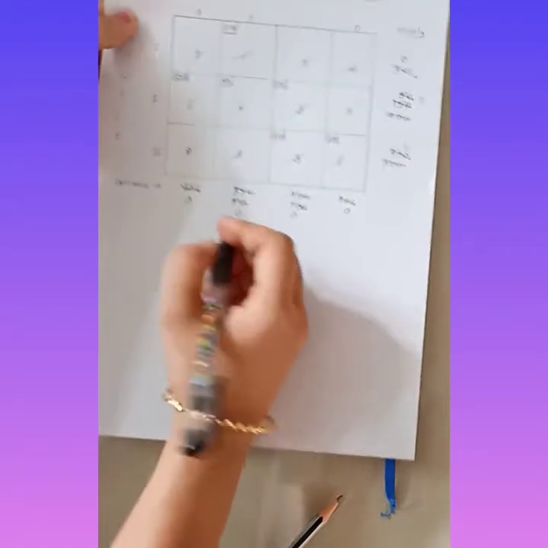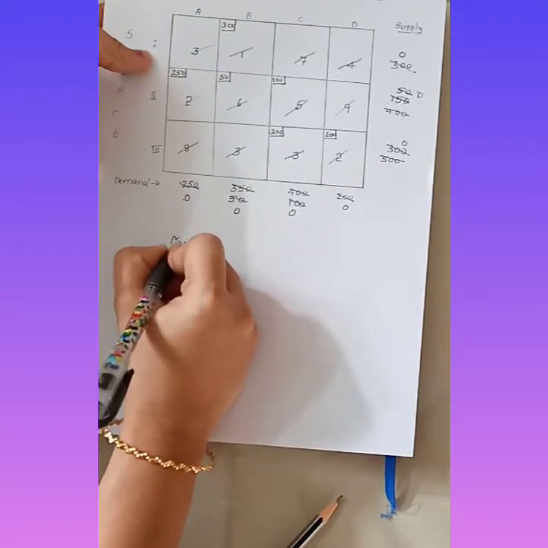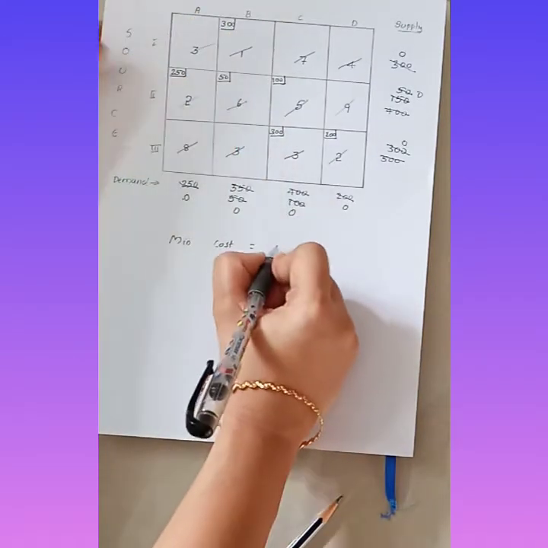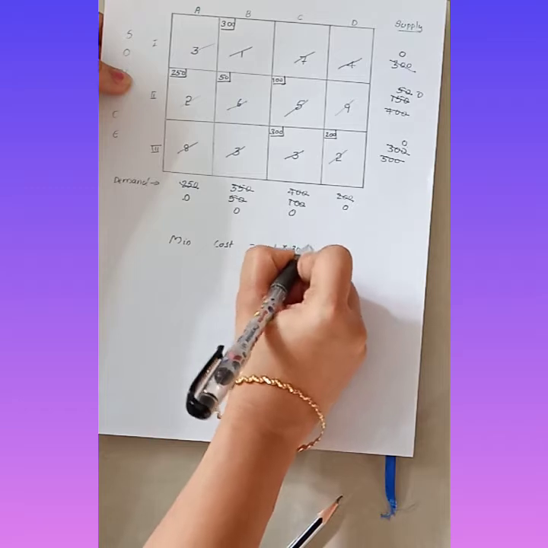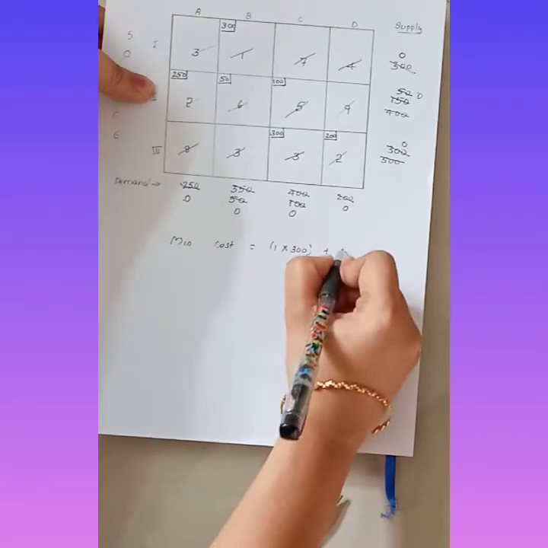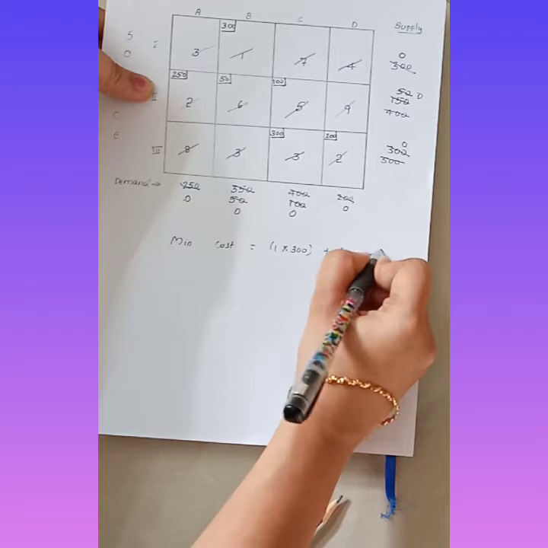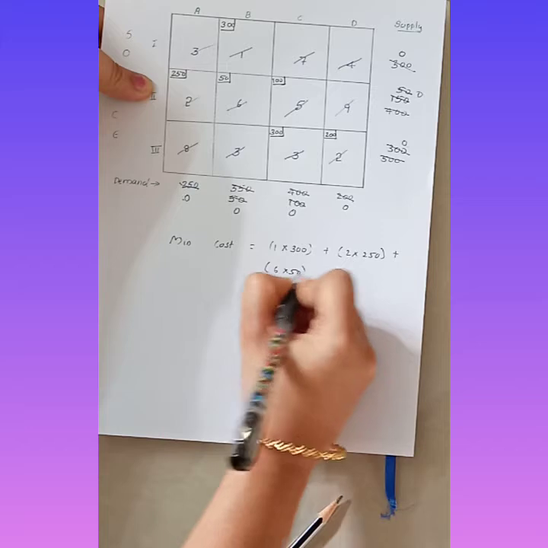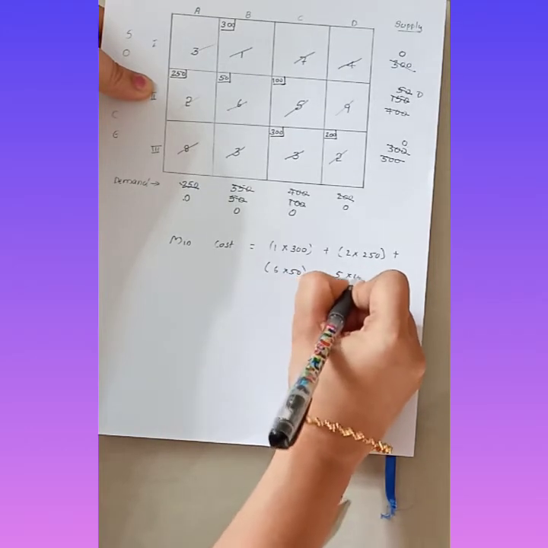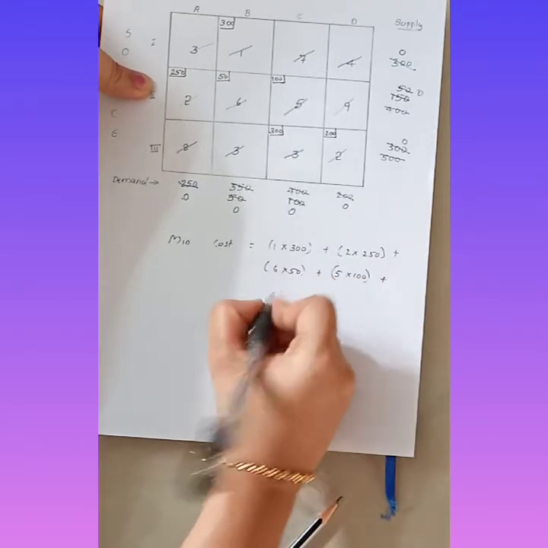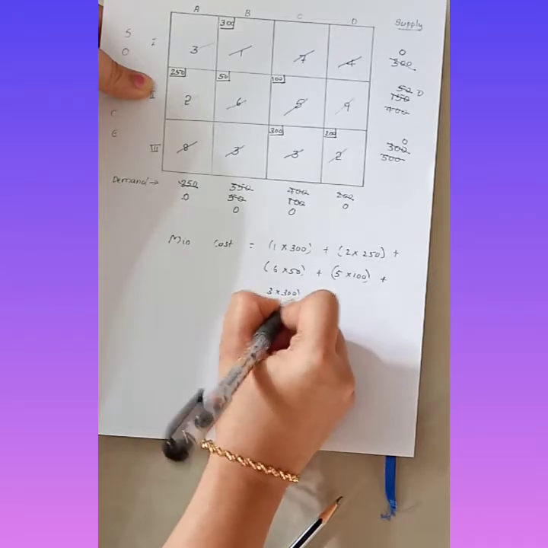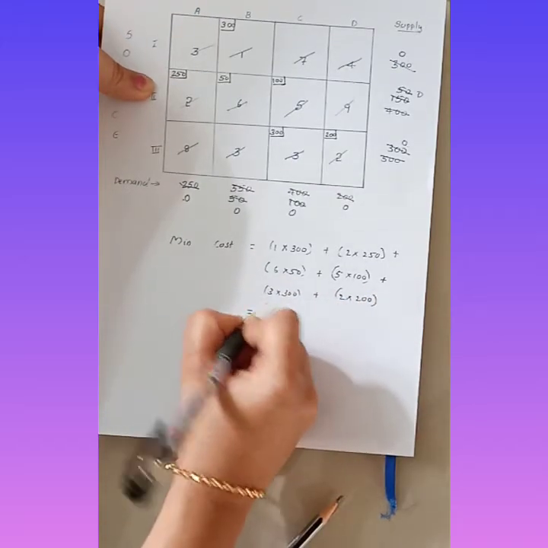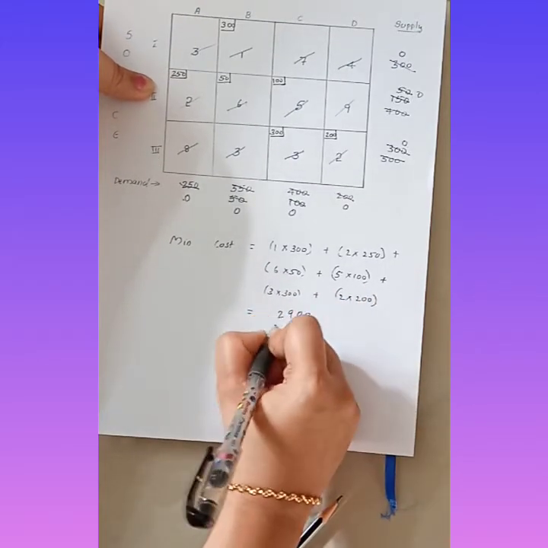Now let's see what is the minimum cost. Now we can write the minimum cost. Minimum cost is equal to 1 into 300, plus 2 into 250, plus 6 into 50, plus 5 into 100, plus 3 into 300, plus 2 into 200. So finally you will get the answer 2900.